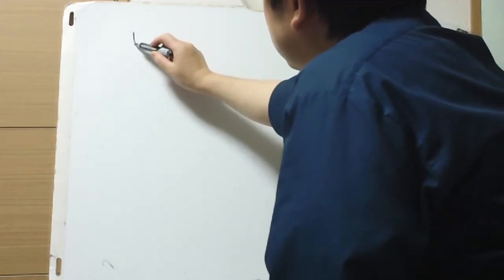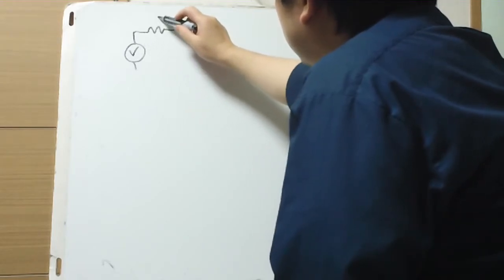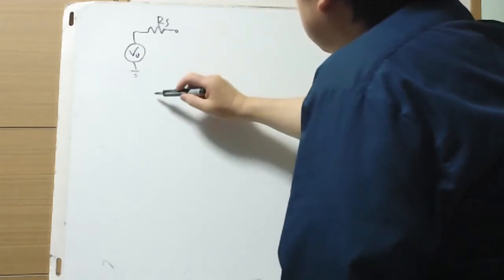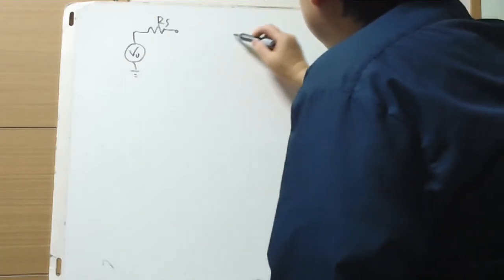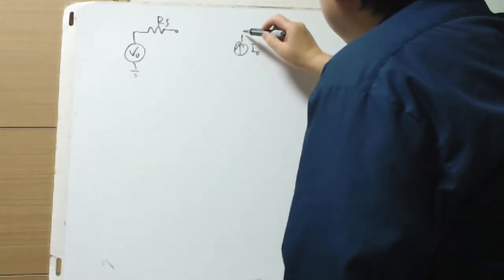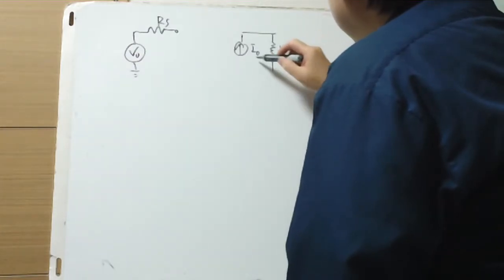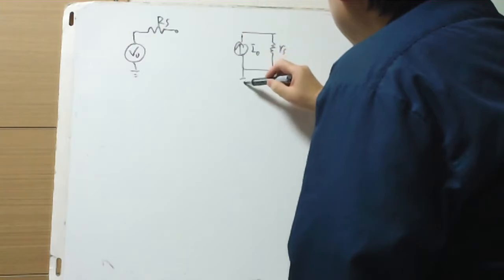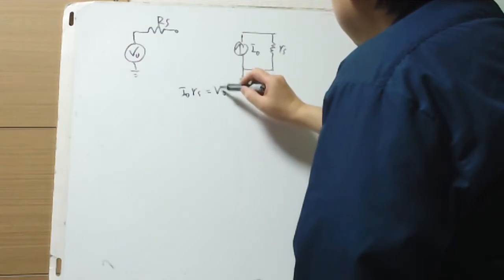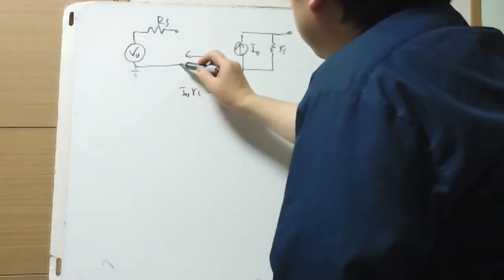If there's a voltage source V0 and RS, or I0 in parallel with RS, if R0 times RS equals V0, these circuits are equivalent.